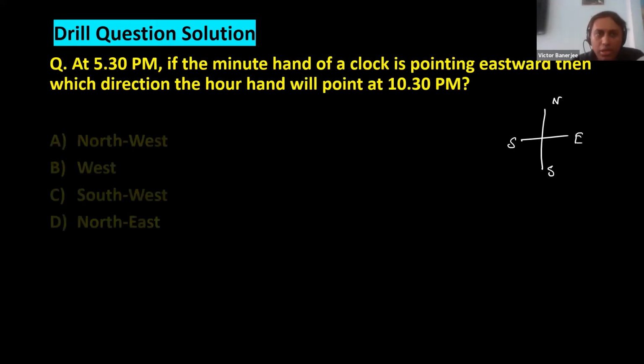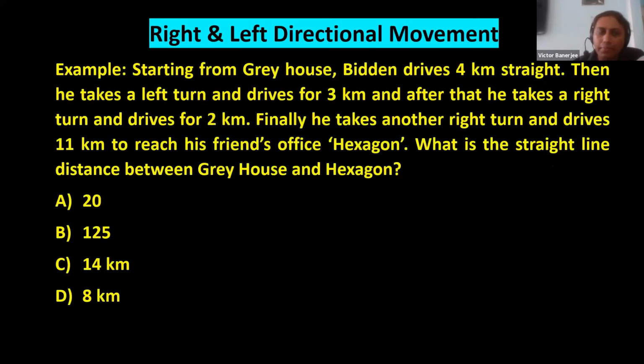So now let me come to the right and left directional movement. What type of questions do they ask? Let me first show you one classic question that you might face. See the question. Starting from Grey House, Biden drives 4 kilometers straight. Then he takes a left turn and drives for 3 kilometers.